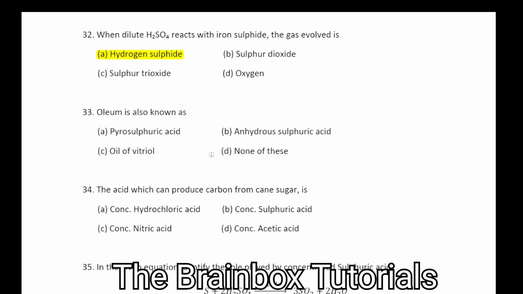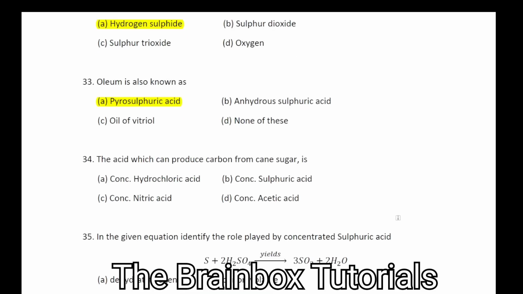Now 33. Oleum is also known as option A pyrosulfuric acid, option B anhydrous sulfuric acid, option C oil of vitriol, option D none of these. Correct option is pyrosulfuric acid. Remember, in contact process, sulfuric acid is prepared from sulfur trioxide in two steps. Not directly from SO3 to H2SO4, but first it is converted into pyrosulfuric acid, that is oleum, and then converted into sulfuric acid.